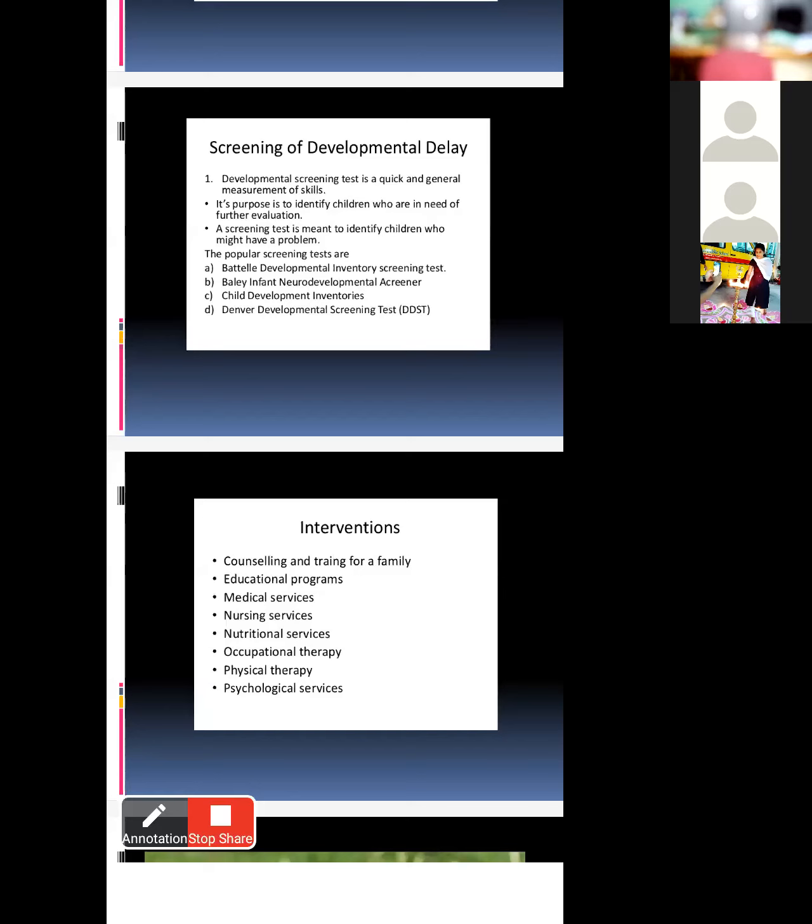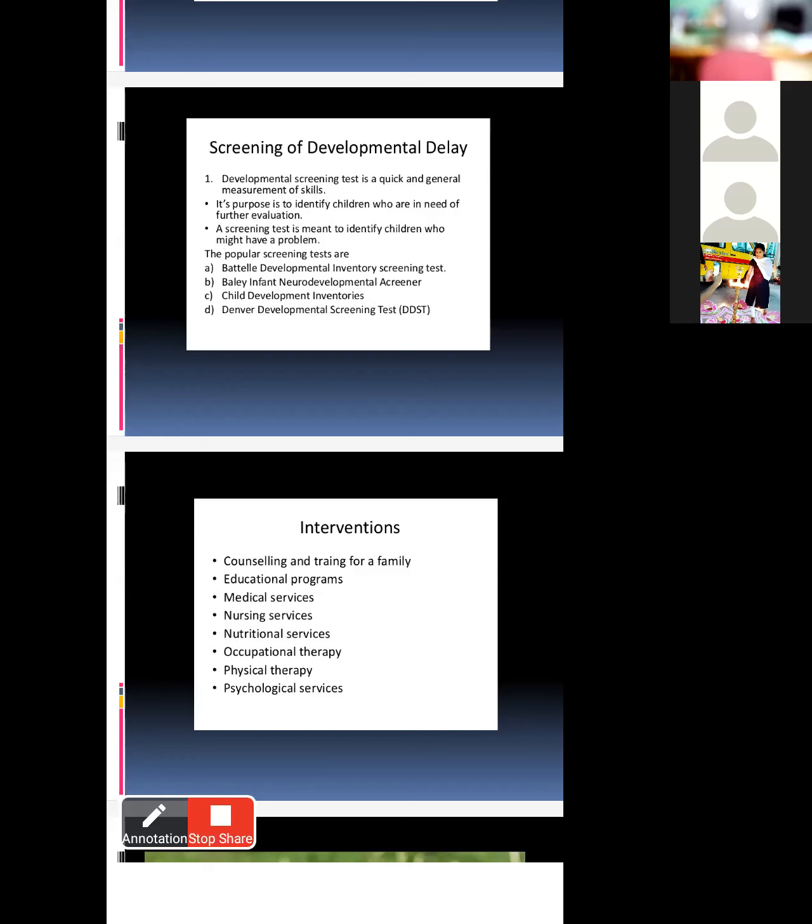Its purpose is to identify children who are in need of further evaluation, what needs they have and related needs, and what feedback they give in the evaluation. When you start the developmental screening test, you can immediately identify the children's needs and the feedback they give. During the test itself they give this feedback. That's the main purpose of this developmental screening test.